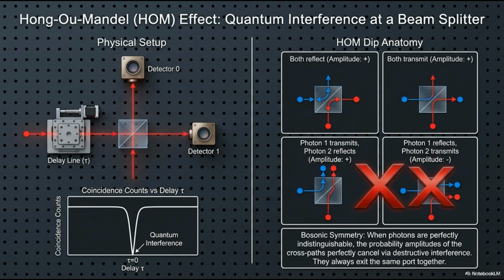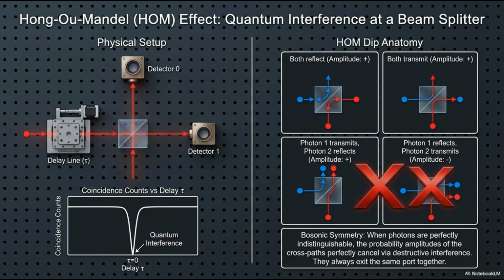When the delay tau is large, the two photons are distinguishable in time, and coincidences are observed at the expected classical rate. However, when tau equals 0 and the photons are perfectly temporally overlapped, and therefore completely indistinguishable, the coincidence count rate drops all the way to 0, producing the signature feature called the Hong-Ou-Mandel dip.